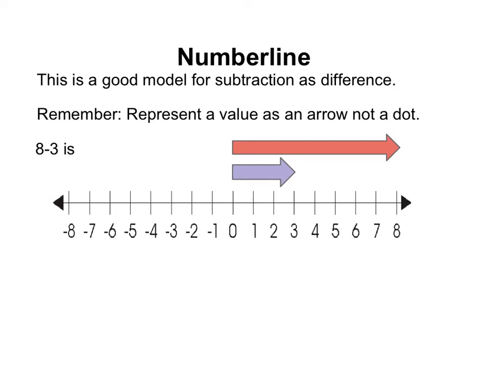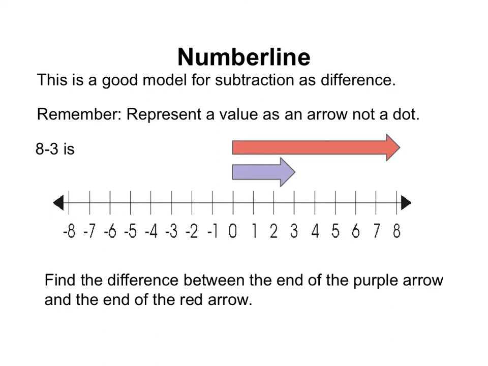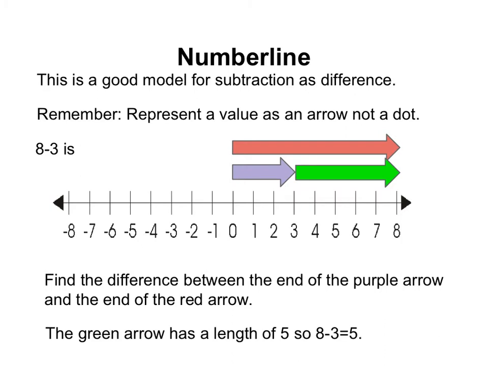So if I want difference, I'm looking for the difference between the end of the purple arrow and the end of the red arrow. If I fill that in with this green arrow, that's the difference between the short arrow and the long arrow. And the length of that green arrow is 5. If I go from the beginning of the arrow to the end of the arrow, I traveled a distance of 5. Here's 1, 2, 3, 4, 5. So I traveled a distance where that arrow has a length of 5.